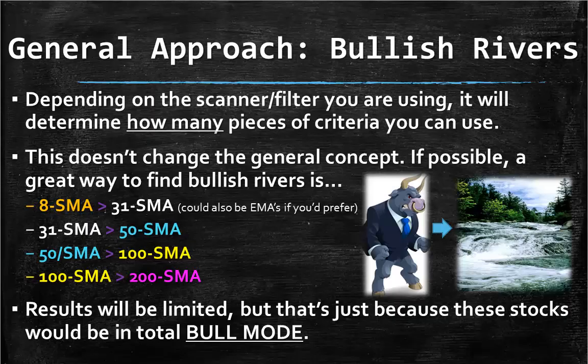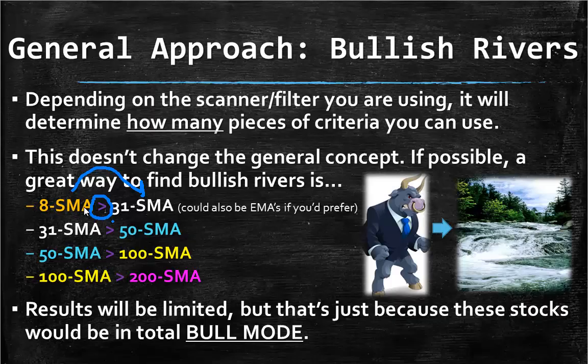But it doesn't change the overall general concept that we are looking for smaller numbers that are greater than the bigger numbers. So right here, just a simple backbone of a scan would be you want to find charts where the 8 simple moving average is greater than, quick little refresher in math, that is the greater than symbol, the 31. You then want charts where the 31 is also greater than the 50. And then you also want 50 SMAs that are greater than the 100. And then finally, you want 100s that are greater than the 200.